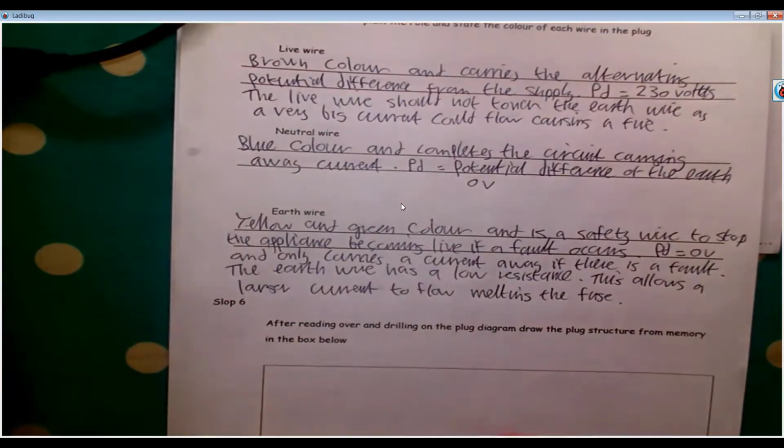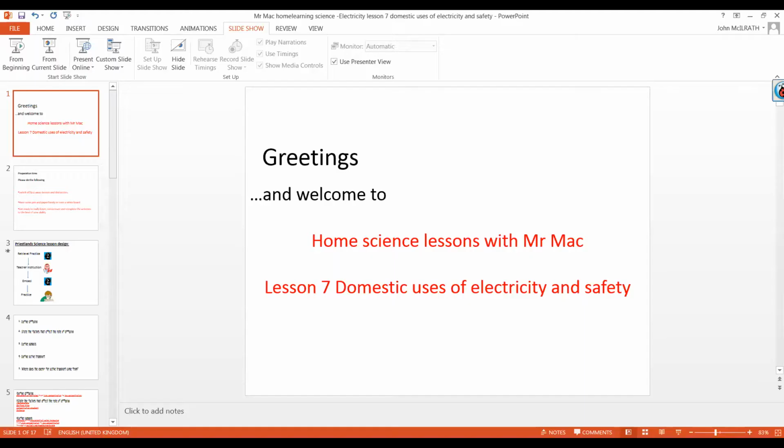The bottom of the page here, which is going to be a diagram of a plug, but I've already put it on the PowerPoint for you on the video if you need to go back and have a look again. Terribly sorry, wrong share.